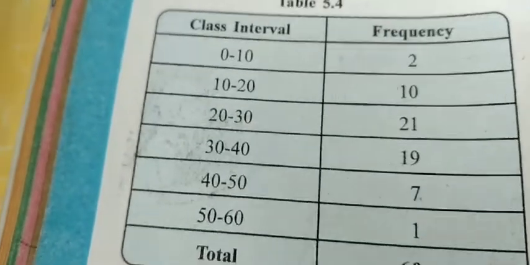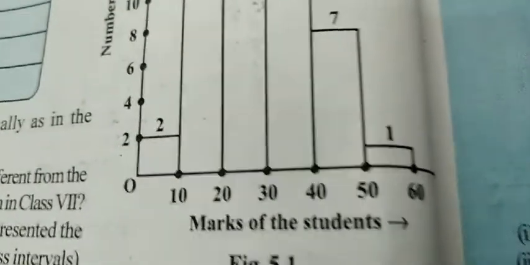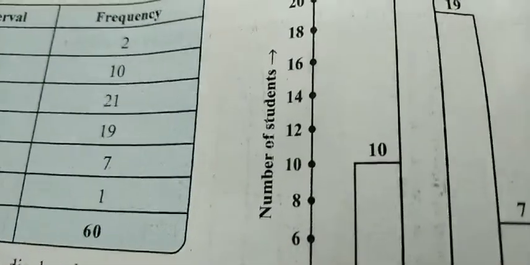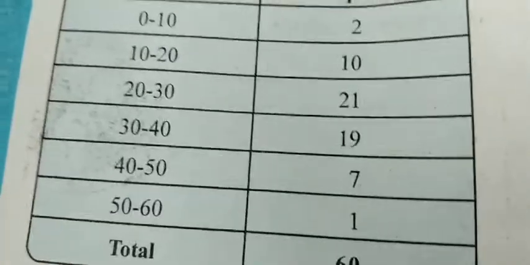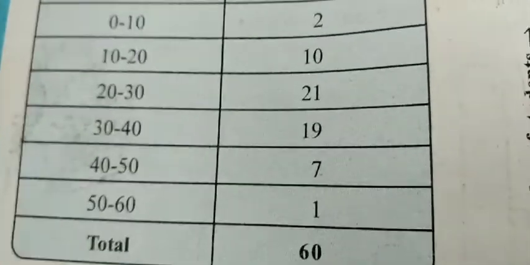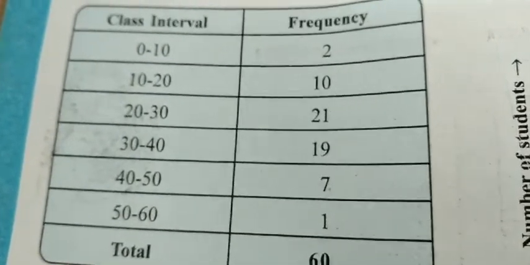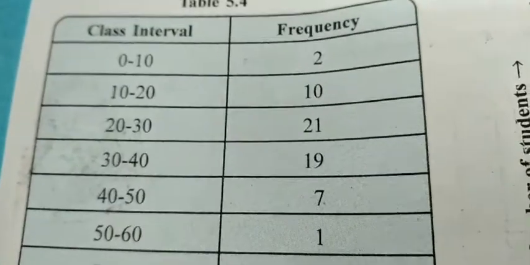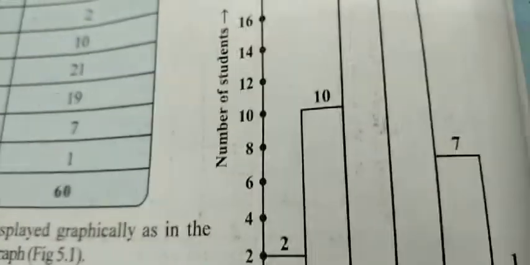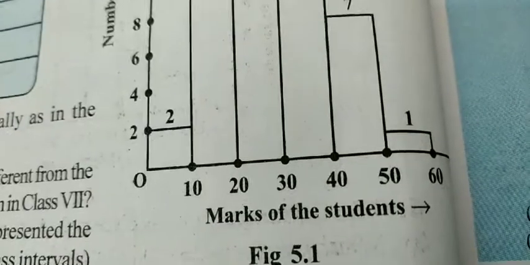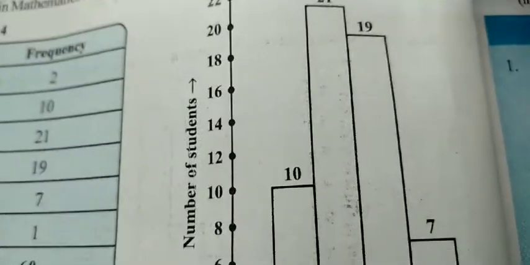We have taken marks of students, that is the class interval, on the x-axis, and on the y-axis we have taken frequency, that is the number of students coming in the range of the particular class interval taken. Okay, so both x-axis and y-axis are quantitative measures.